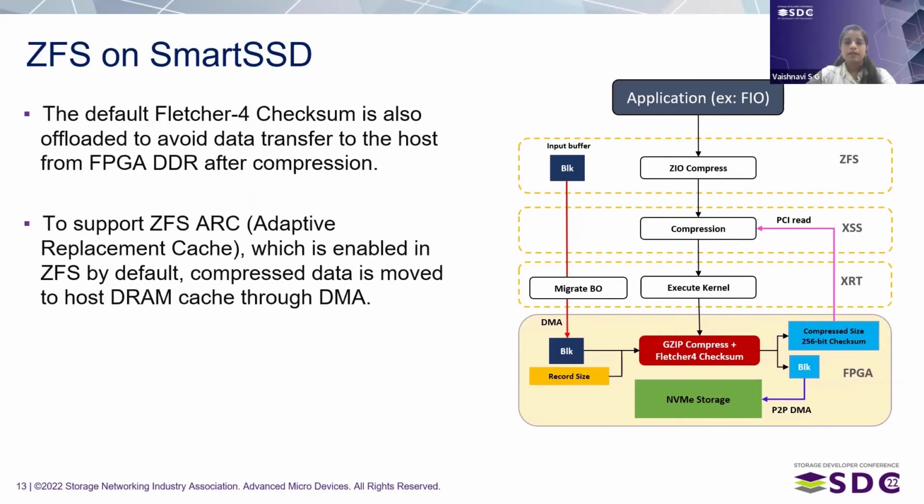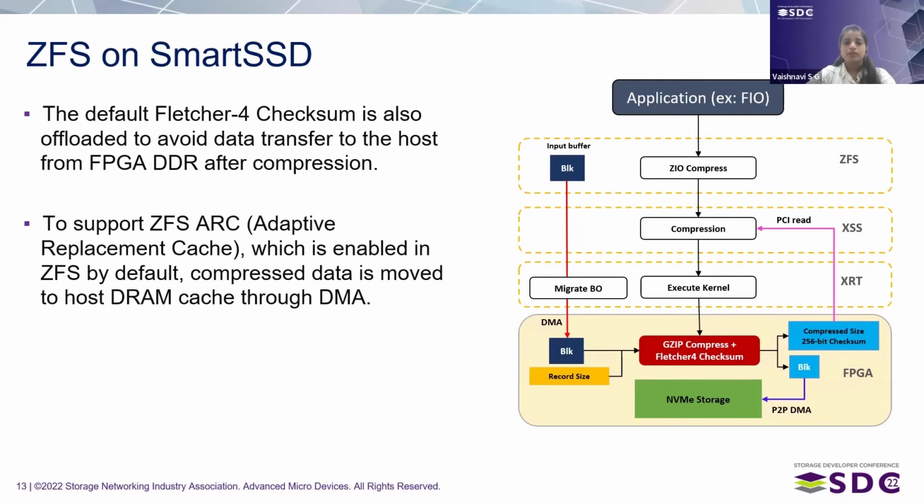In the ZIO pipeline, after the compression, the compressed data is further processed for checksum calculation. In case of P2P flow, as the compressed data is in FPGA DDR, it is not ideal to compute the checksum on compressed data by the host. Therefore, the default Fletcher 4 checksum algorithm used by ZFS is also offloaded to the FPGA. The checksum computation is done right after the GZIP compression, and then XSS reads the compressed size and 256-bit checksum information from FPGA DDR and passes it to the ZFS layer.